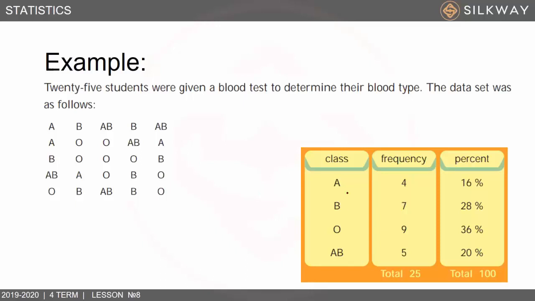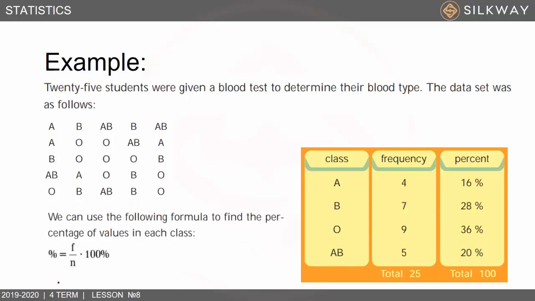Okay, we can start this table from this given information. To find the percentage, we can use the following formula. For example, in the class for type A blood, the percentage is 4 divided by 25 multiplied by 100, and it is equal to 16%.